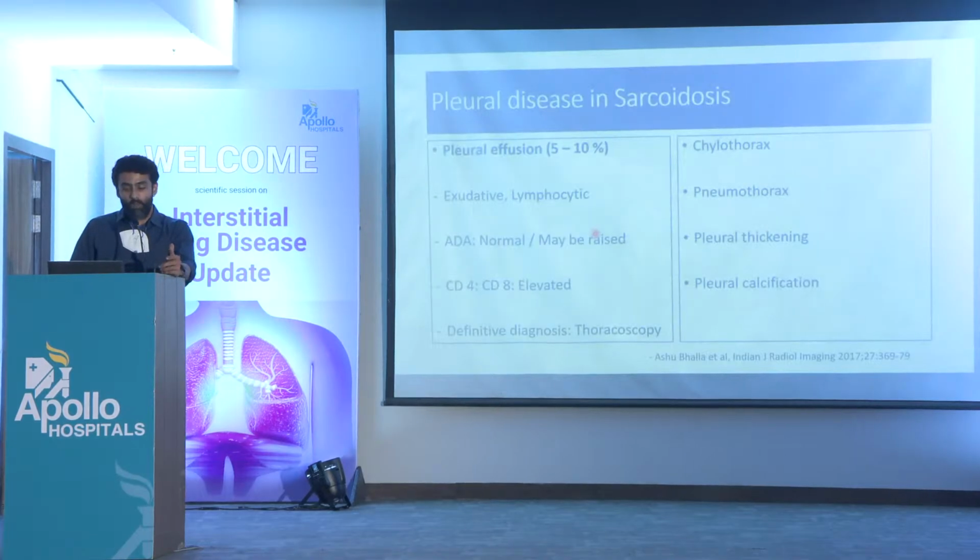So what about the pleural diseases? Pleural diseases are very less in sarcoid, hardly 5 to 10% are reported. And if there is effusion, it is an exudative effusion with a normal or maybe slightly raised ADA, and the CD4-CD8 ratio is also elevated in the effusion. However, for a definitive diagnosis, we should opt for a biopsy, preferably a thoracoscopic biopsy. Other features such as chylothorax, pneumothorax, pleural thickening, pleural calcification, are not specific for sarcoid. They can be seen in TB also.